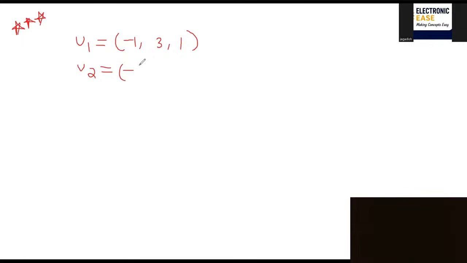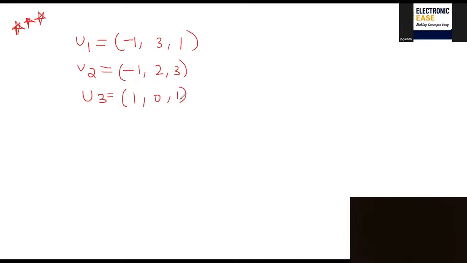U2 will be -1, 2, 3. U3, what they have given. So children, most of the people, what I found in the valuation when I went, they are making mistakes in the question itself. I have seen the valuation. They are not writing their vectors correctly, and not multiplying the matrices correctly. Even if they know the concept, they are wrongly copying the question, so you will not be getting any marks. Whatever question is given in the question paper, copy the vectors correctly and then solve.